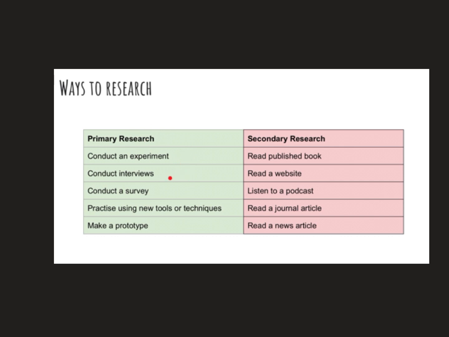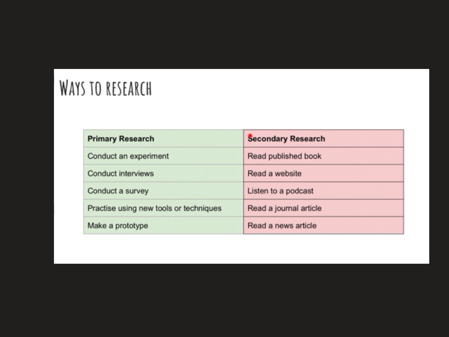You could interview some people and see what their thoughts and views were on different phenomena. You could conduct a survey. Interviews tend to involve a small number of people. Surveys tend to involve a larger number of people, but you don't get the same level of detail from the response. You could, for your primary research, practice using new tools or techniques. You could make a prototype that needs testing and then developing further. All of these would be considered primary research.